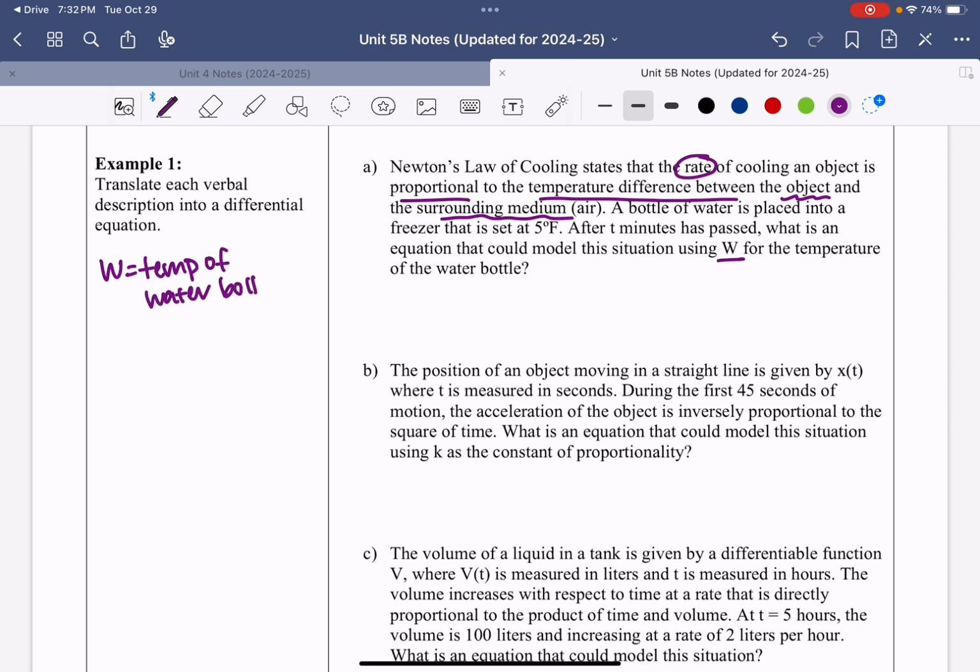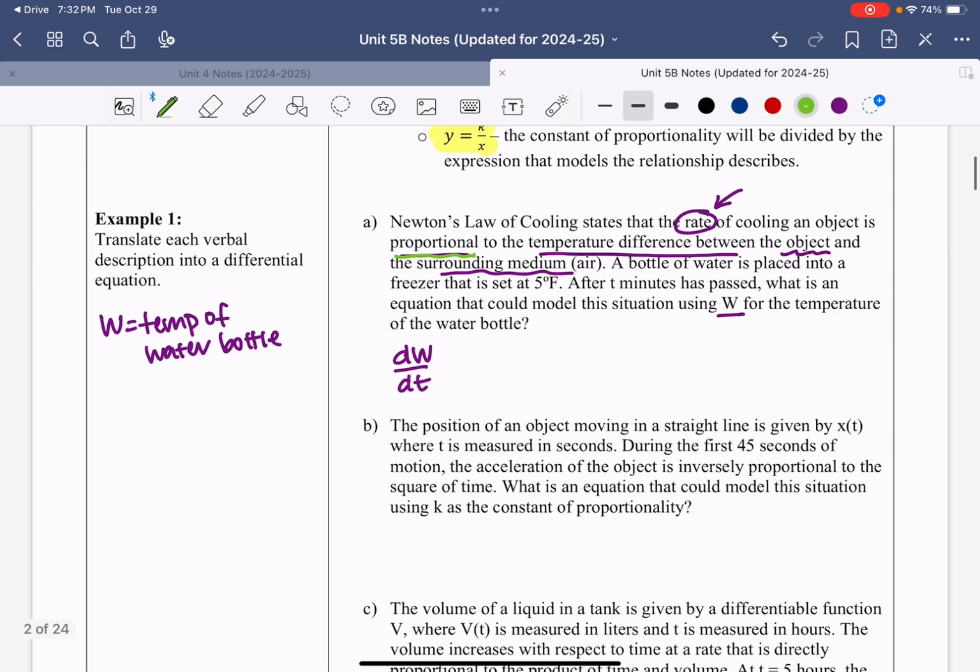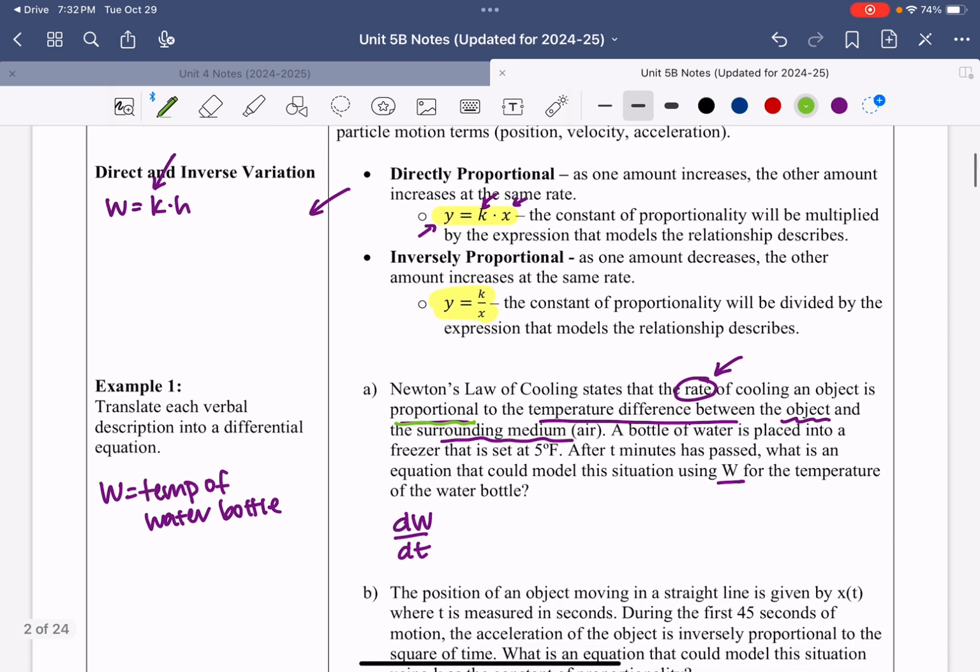And so since we're writing a differential equation, I know that we're talking about the rate of this water bottle temperature changing as time changes. So I'm going to write dW over dt. This is the change in the water bottle temperature over some amount of time. So first, it tells me that it's proportional to something else. Even though it doesn't say directly proportional or inversely proportional, we're going to assume that it means direct. If it doesn't say inversely, it just says proportional, the default is going to be direct.